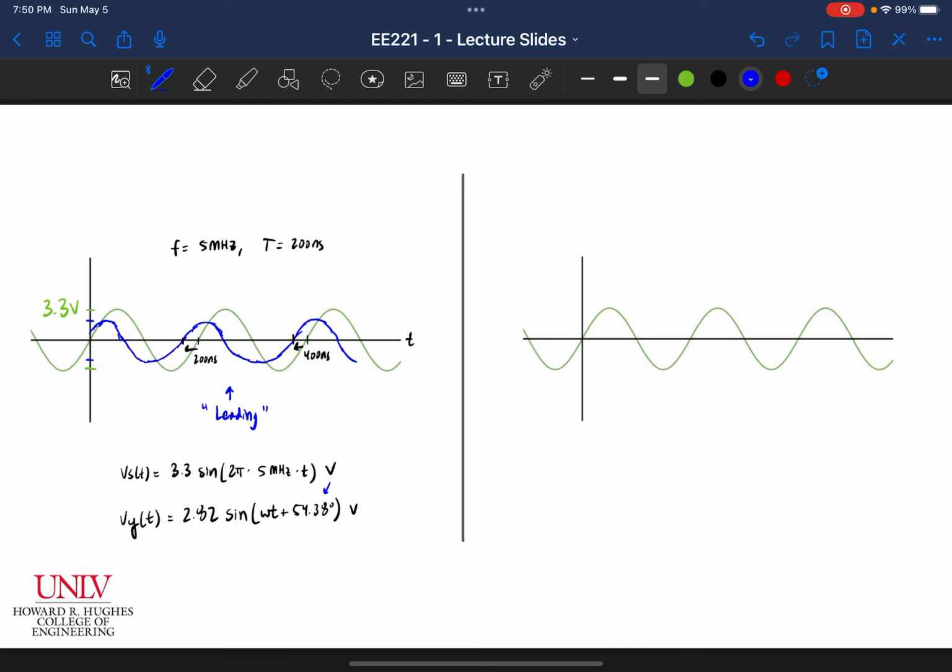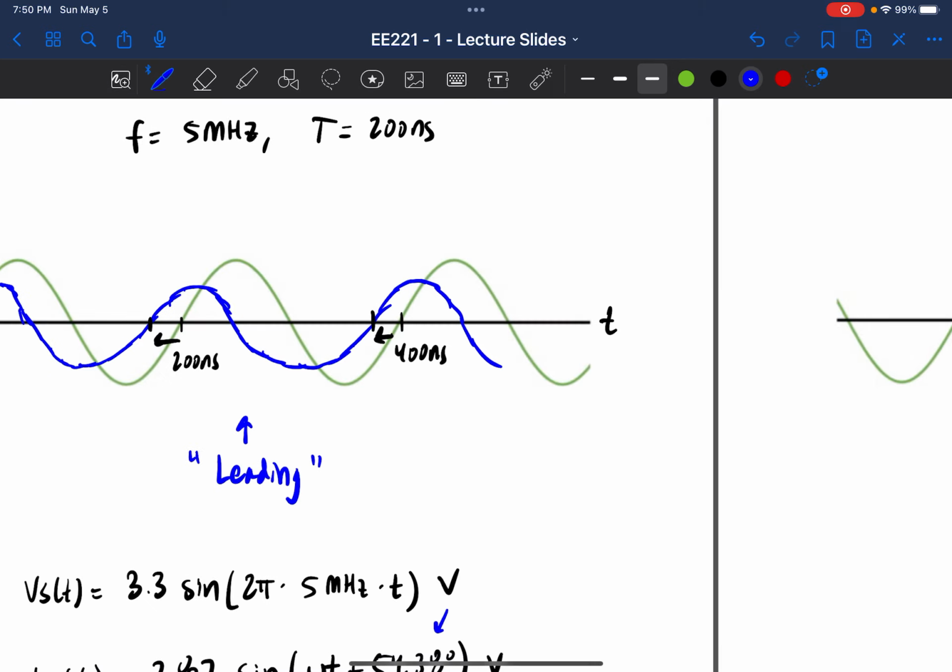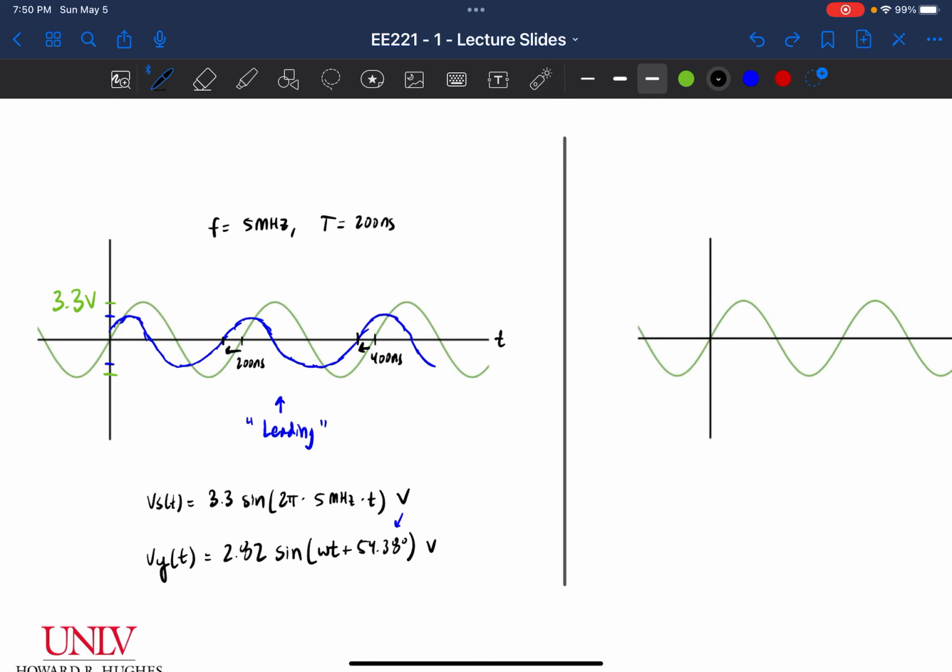Okay, so I drew this just to show you a practical example from our previous problem, what a leading sine wave looks like. It's a sine wave whose peaks and troughs occur earlier in time. Basically, this peak is occurring prior to this peak in terms of time, okay? A lagging signal then is the exact opposite.